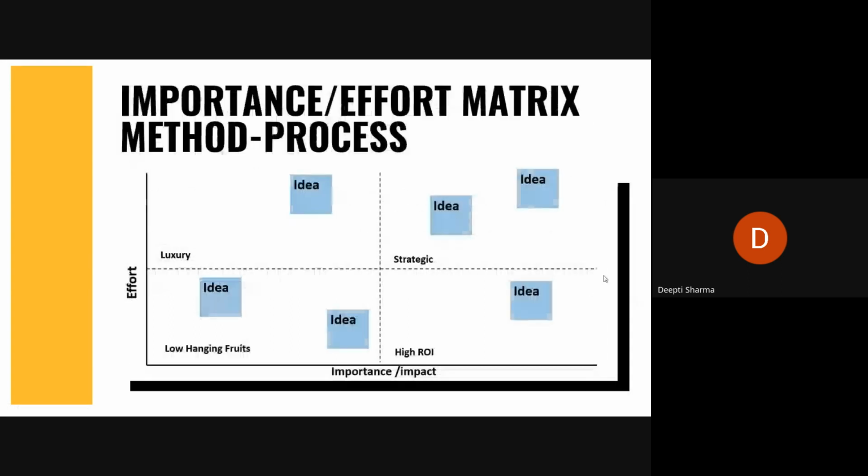This is the importance effort matrix. Here we can see the chart, or the plane, is divided into four quadrants.